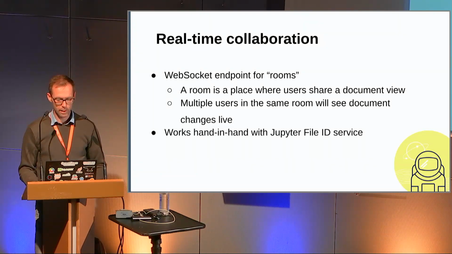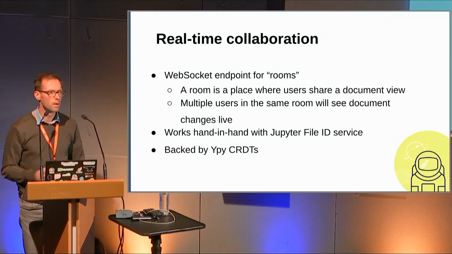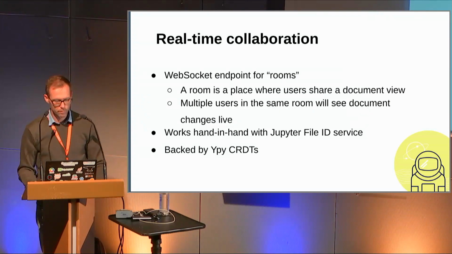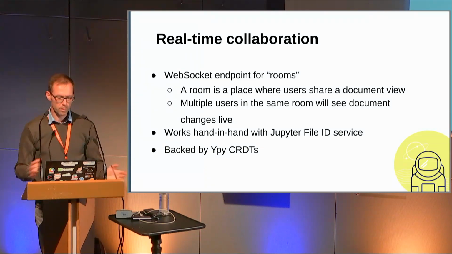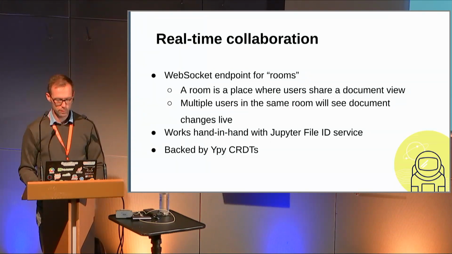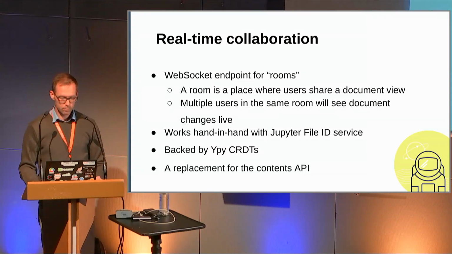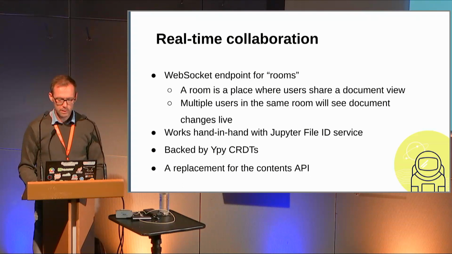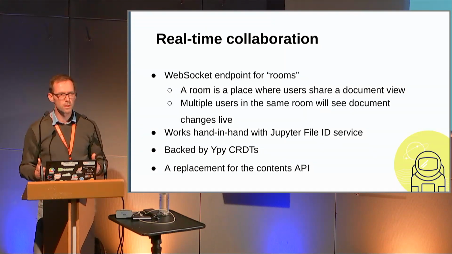And this works hand in hand with the Jupyter File ID service, which is responsible for tracking file operations like renaming and so on. This is all backed by the YPy library, a CRDT, that is the counterpart of the YJS library that runs in the browser, but it uses the same protocol. And it is kind of replacing the contents API, because now most of the content of your files is transmitted through this WebSocket instead of the REST API that we had in non-collaborative mode.